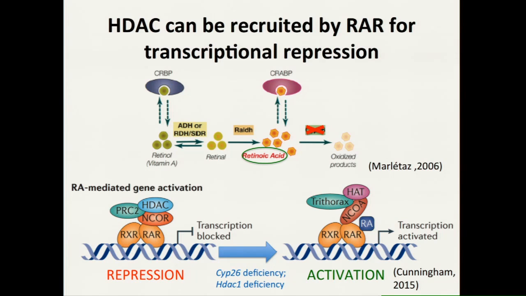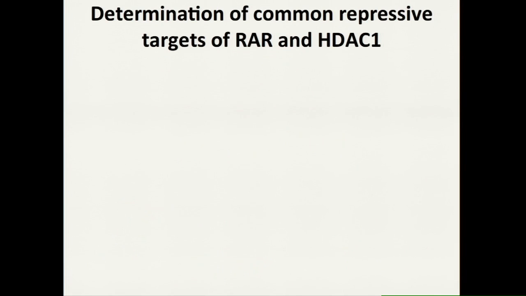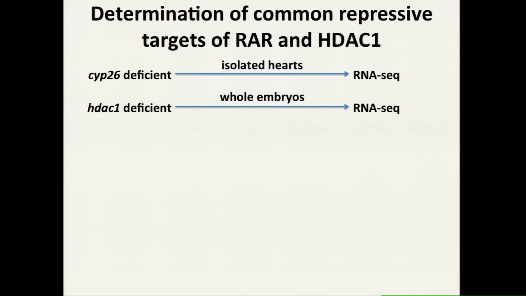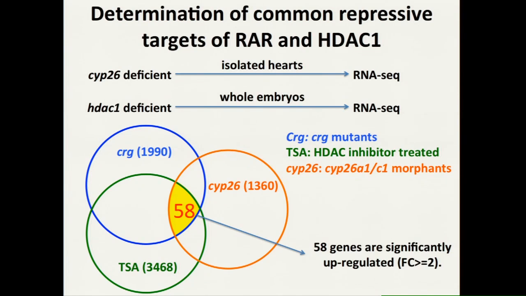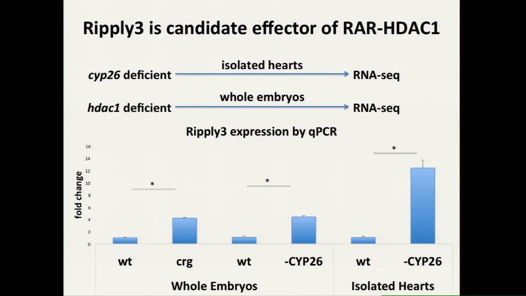So we would like to identify what genes are ectopically expressed in both deficient embryos. We looked at the gene expression profile by RNA-seq in both deficient embryos. We included three groups of embryos for this analysis, including the CRAG mutants, the broad HDAC inhibitor-treated embryos, which share a similar phenotype as CRAG, as well as CYP26A1 C1 morphants. And we found only 58 genes significantly upregulated in all three groups.